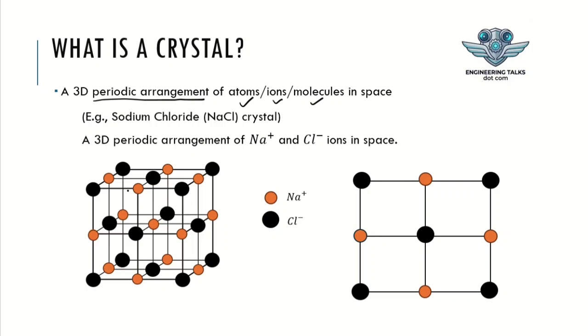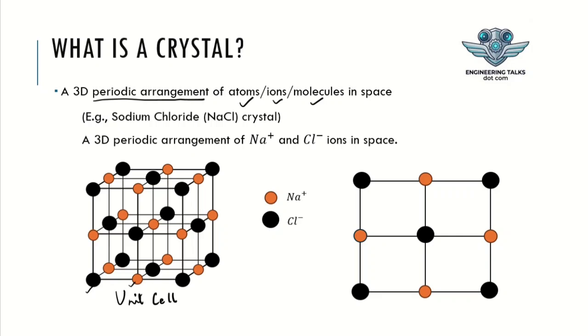Let us consider an example of a sodium chloride crystal. Sodium chloride is a common salt. Here I have shown the unit cell of sodium chloride crystal. Here you can find a three-dimensional periodic arrangement of sodium and chloride ions in space. The black ones are the chloride ions and the orange ones are the sodium ions.